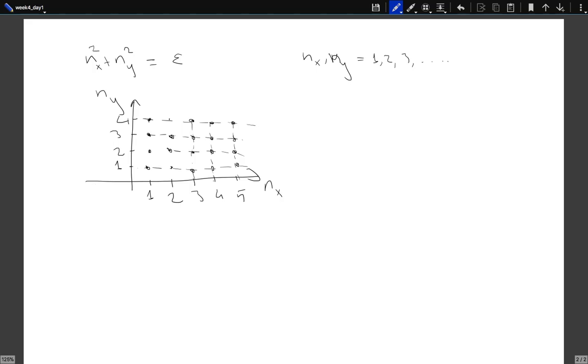From this simple example, we can see a couple of issues. One thing is for most values of epsilon, there are actually no integer solutions. You see, if you say epsilon is equal to 1.5, no solution. Epsilon itself has to be an integer. Otherwise, there is no solution. And not even for all integers, there is a solution.